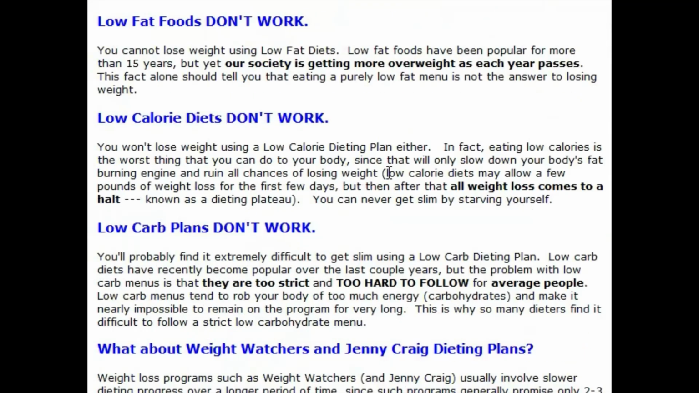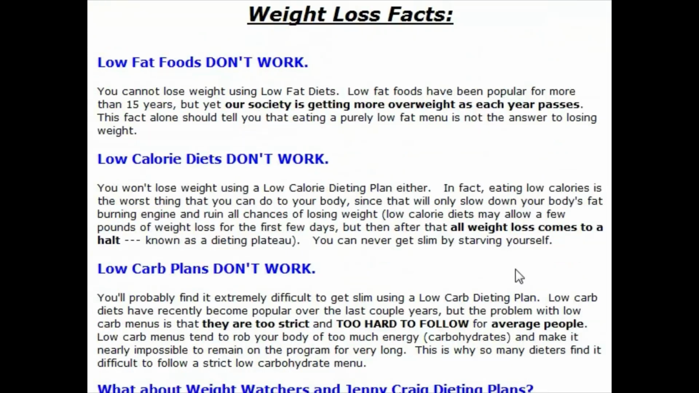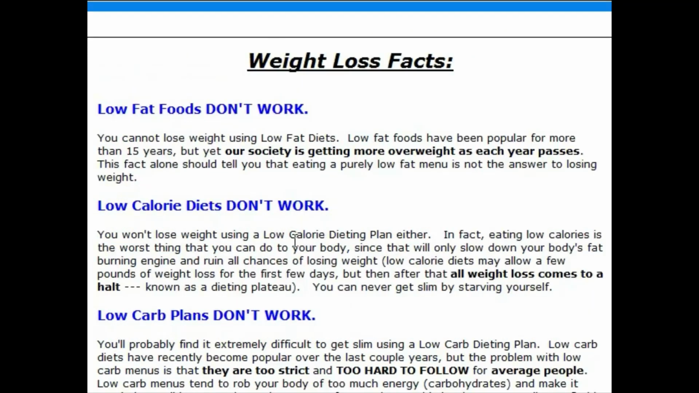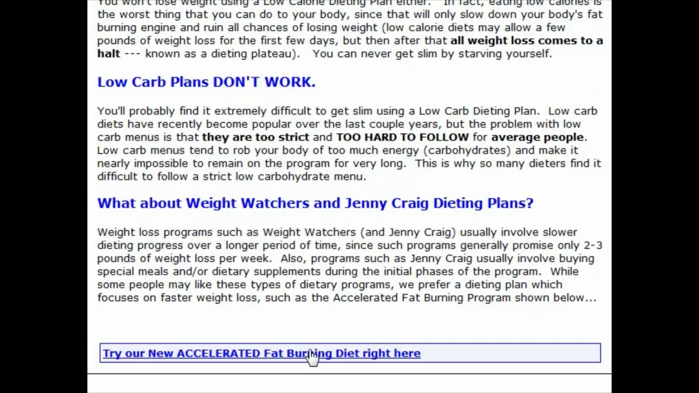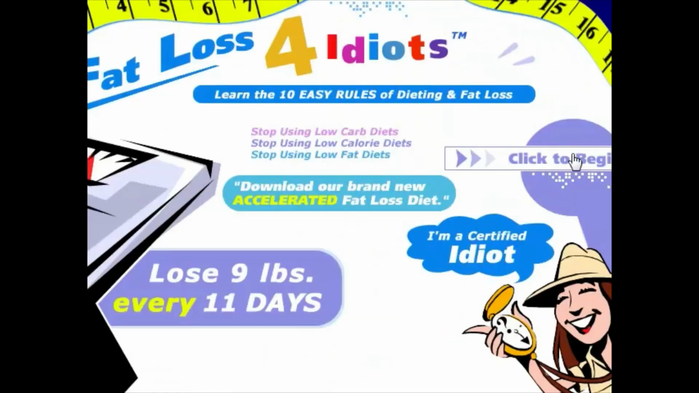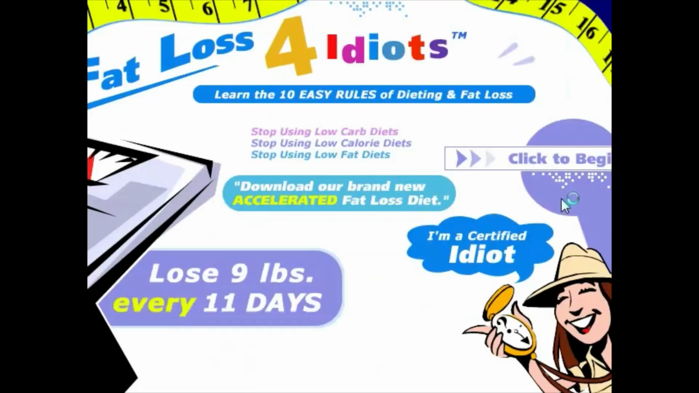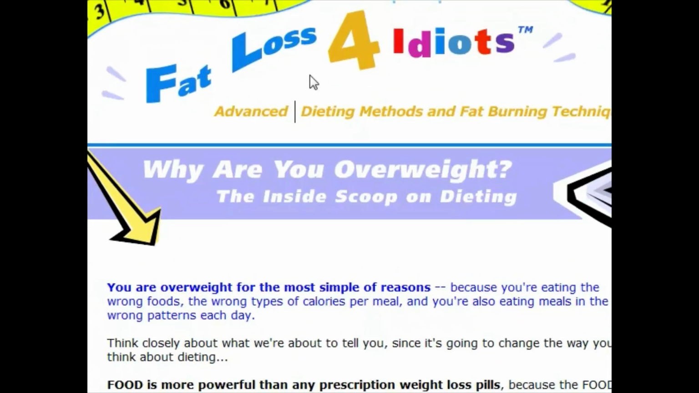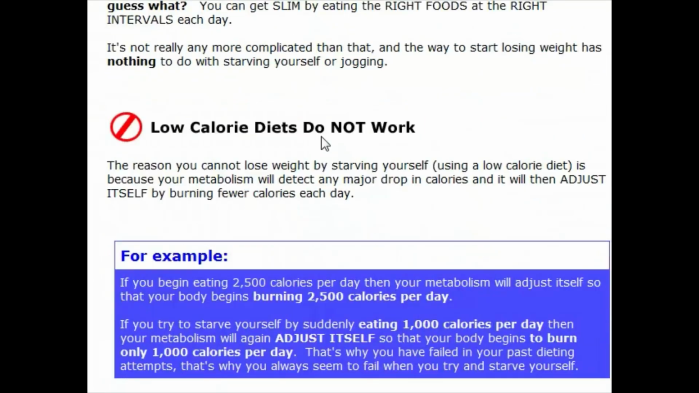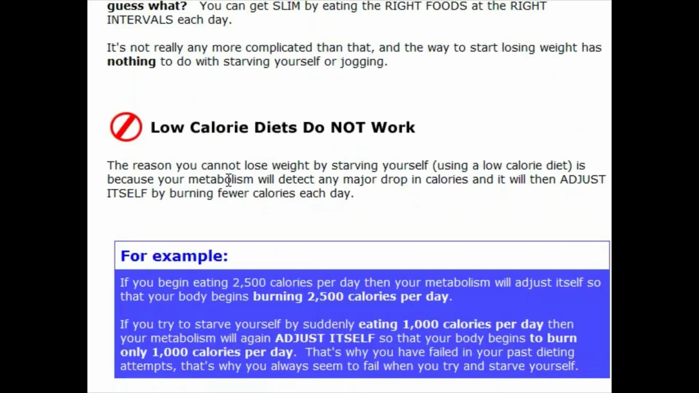And then, of course, they have this down here. This is basically for more kind of pre-selling, I guess. So, if they're not convinced to click, they'll scroll down here and read this stuff and they'll say, okay, so we're going to click up here to begin and we're just going to go through the buying process. All right. So, Fat Loss for Idiots, advanced dieting methods. Why are you overweight? So, they give a lot of good stuff, some good content.